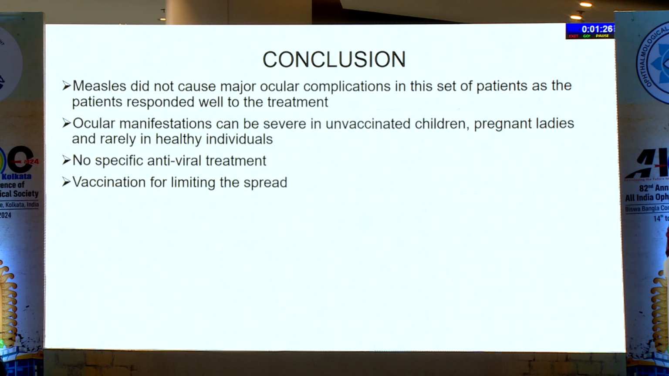This was basically just to highlight the cases that came in, in young patients. Luckily, in all these patients, there were no major ocular complications which led to visual impairment and long-lasting visual disability. But of course, the ocular manifestations can be very severe in unvaccinated children and pregnant ladies. There is no specific antiviral therapy per se. It's more symptomatic, and as far as prevention goes, it's vaccination for limiting the spread.